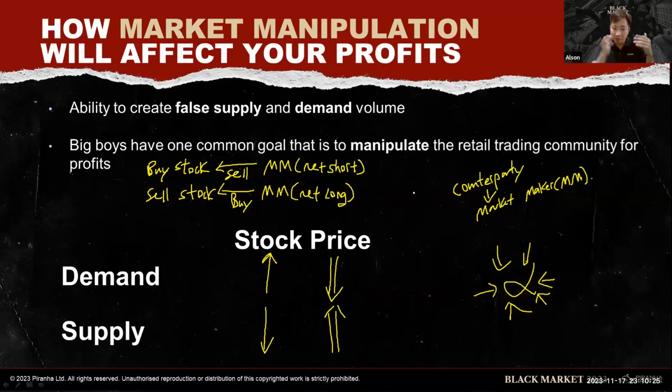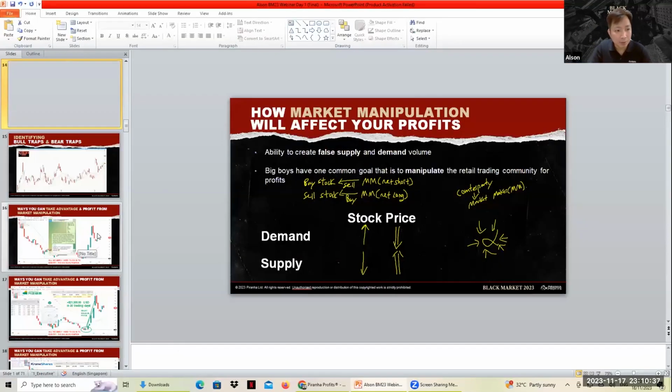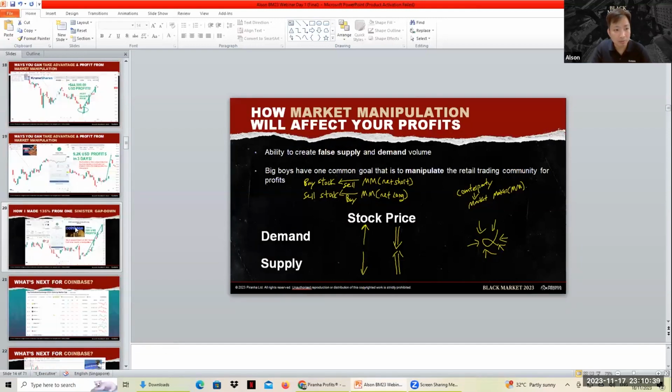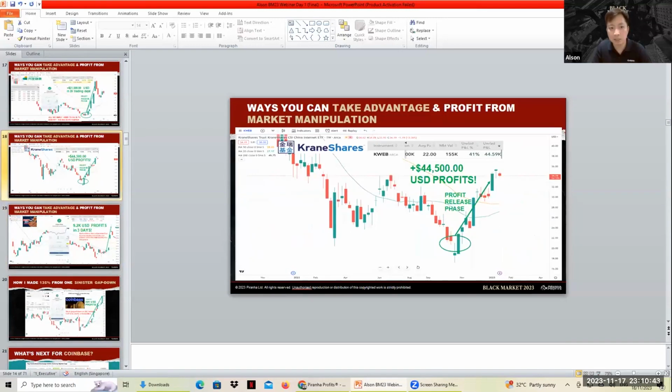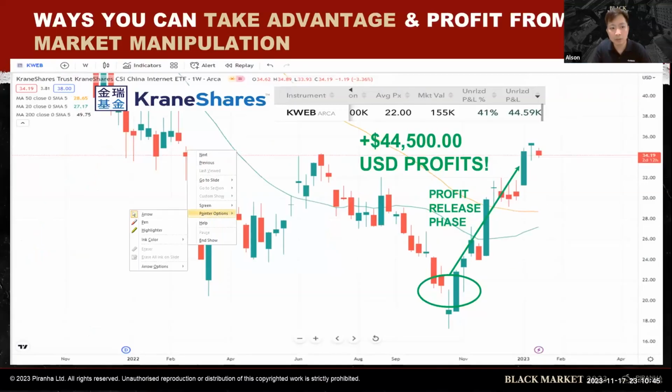Understand? If a lot of people sell on bad news, the stock price actually tends to go up because the market maker becomes net long. Maybe I can share with you guys an example over here. Let me show you this example, KWEB, first.